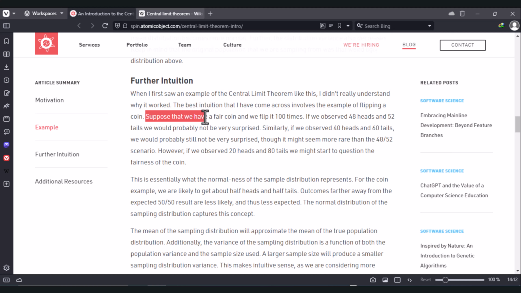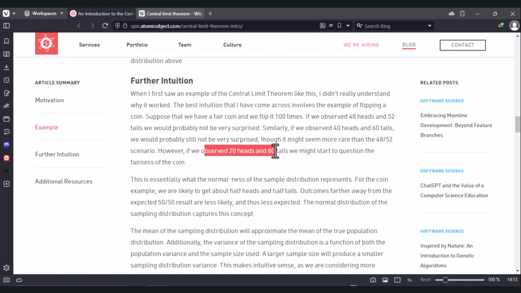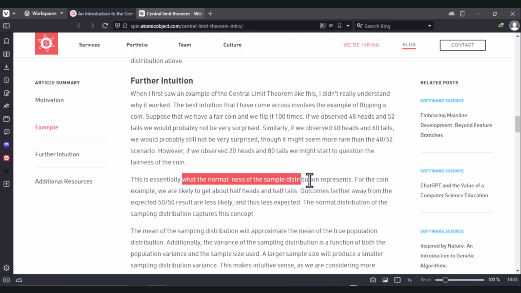Suppose that we have a fair coin and we flip it 100 times. If we observe 48 heads and 52 tails, we would probably not be very surprised. Similarly, if we observe 40 heads and 60 tails, we would probably still not be very surprised, but it is rarer than the 48 by 52 scenario. If we observe 20 heads and 80 tails, we might start to question the fairness of the coin. This is essentially what the normality of the sampling distribution represents for the coin example.